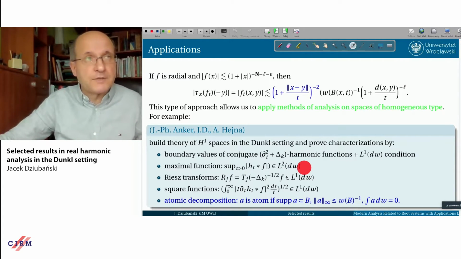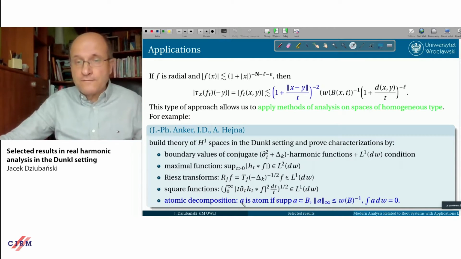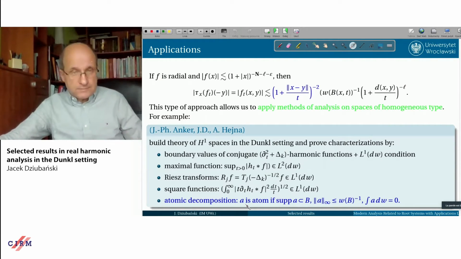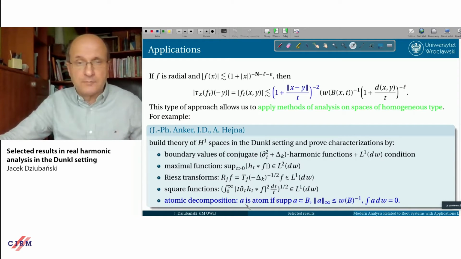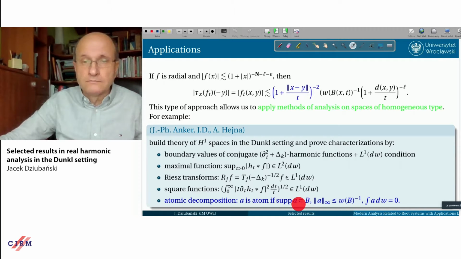Characterizations by maximal functions from the heat semigroup or Poisson semigroup or other maximal functions. Characterization by the Riesz transforms, already mentioned. We may also build Littlewood-Paley theory and characterize by square function. And thanks to this additional factor, which has Euclidean distance, we may also prove atomic decomposition into atoms of Neumann-Weiss form. So each function can be decomposed into an infinite linear combination of atoms, and the atom is supported by a ball. The infinity norm is controlled by the volume of the ball to the power -1, and all atoms must have integral 0. This is joint work with Jean-Philippe and Agnieszka.